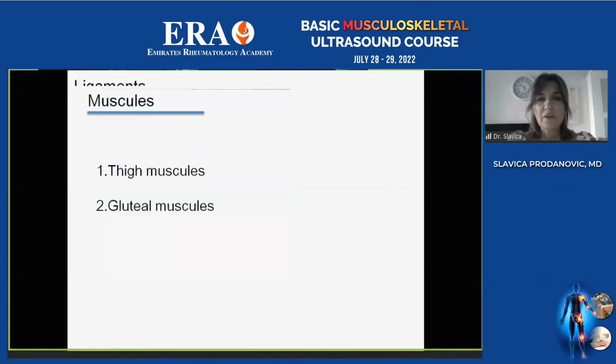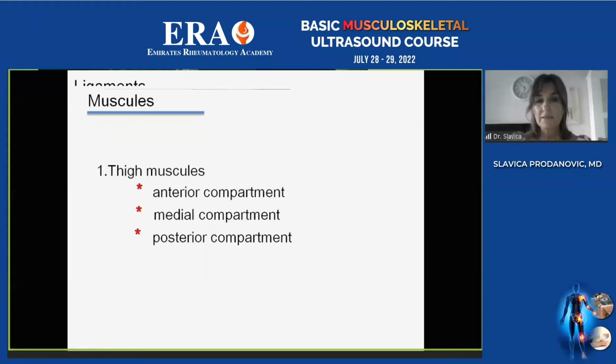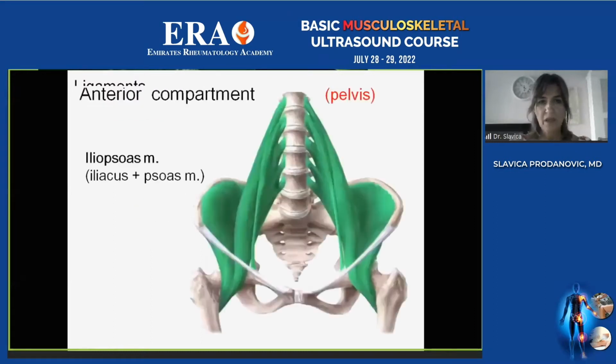Then I will speak about the muscles of the hip. There are two groups of muscles. We have thigh muscles and gluteal muscles. Thigh muscles are divided into three compartments actually: anterior, medial, and posterior compartment. I will explain the muscles of each compartment. So first, the anterior compartment.